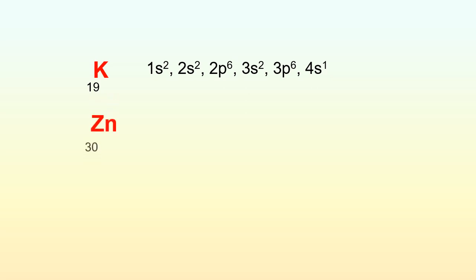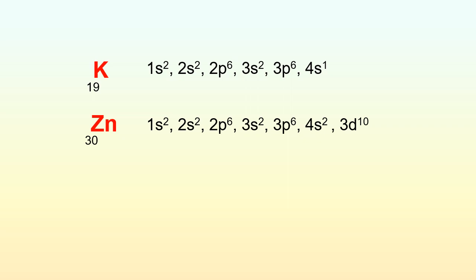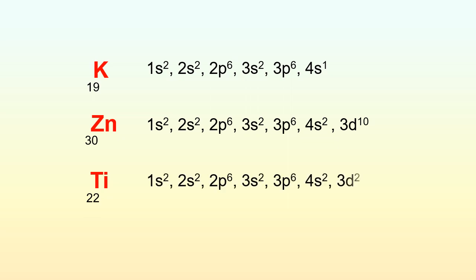Now here we have some more examples. Potassium, 19. When you use the energy level diagram, it will be 1s2, 2s2, 2p6, 3s2, 3p6, 4s1. And zinc, atomic number 30, so 30 electrons. Similarly, use the energy level diagram and you can write it. And titanium, 22, so use the energy level diagram, you can easily write it. Okay friends, this is one method.